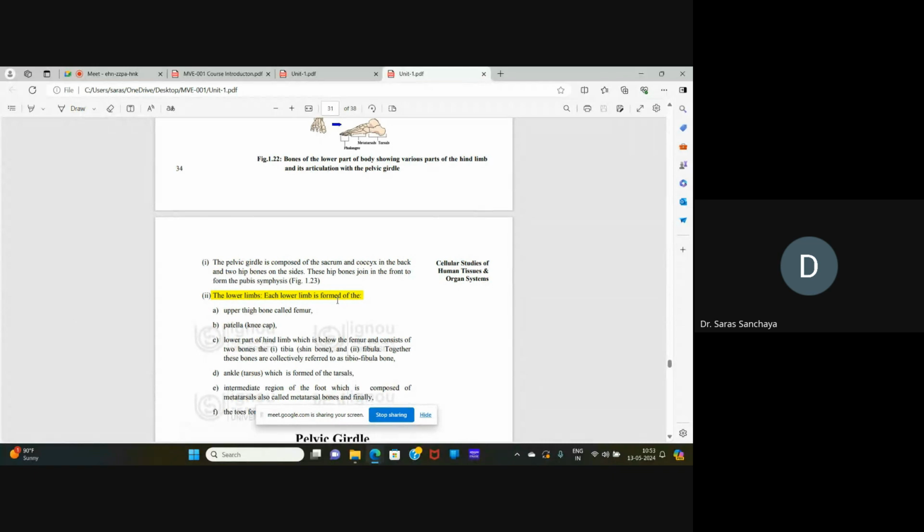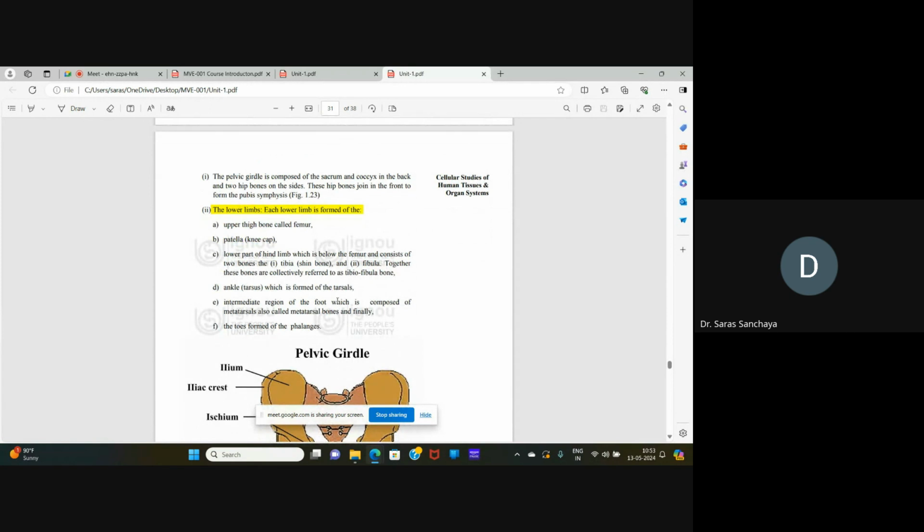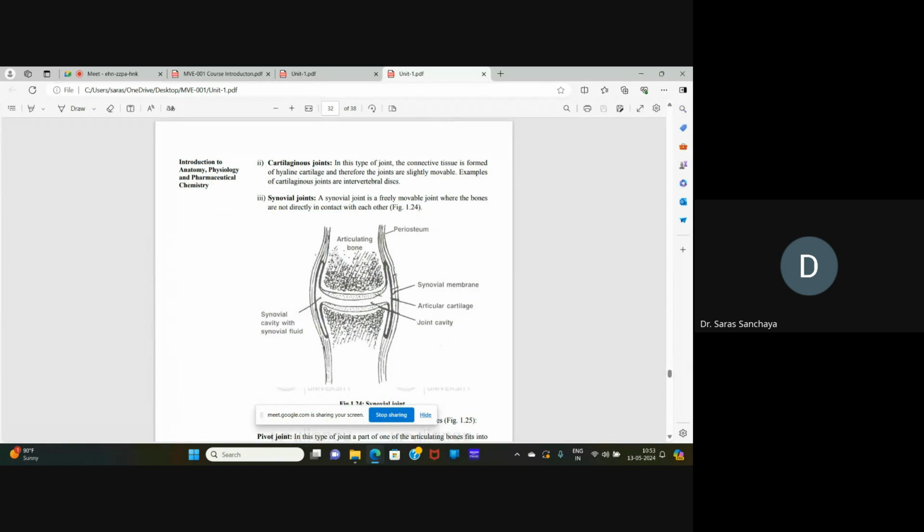Then the patella, that is the kneecap. Then the lower part of the hind limb, which is below the femur and consists of two bones, that is tibia and fibula. Together these bones are collectively referred to as the tibiofibular bone. Then the ankle, which consists of tarsal bones. Then the intermediate region of the foot, which is composed of metatarsals, also called metatarsal bones. And finally the toes formed by the phalanges.